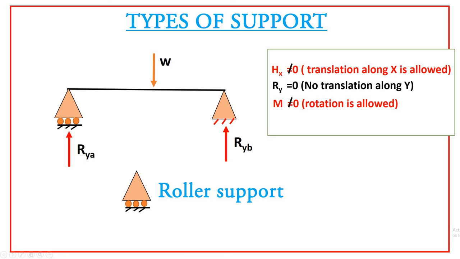Now let us revise. What about the fixed support? For fixed support we have three reactions. One is horizontal, another one is vertical, and third one is moment. Fixed support can resist all three reactions. Hinge support can resist only two reactions, horizontal reaction and vertical reaction. Rotation is allowed. And for roller support we have only one reaction, and that is vertical.